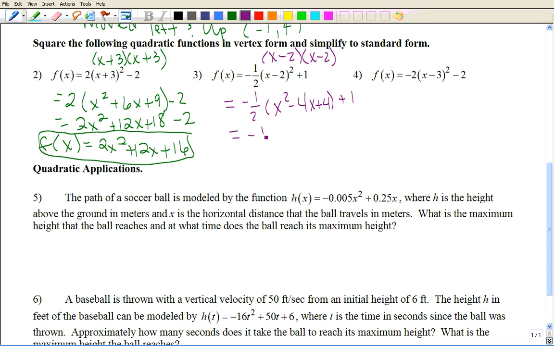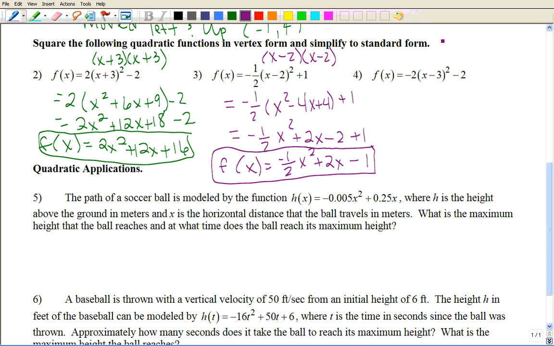Distribute that negative 1/2. Negative 1/2 times the negative 4 is a positive 2. Then we have 4 times negative 1/2 is a negative 2. So f of x multiplied out is negative 1/2 x squared plus 2x minus 1. I would like for you on your own paper to do number 4.